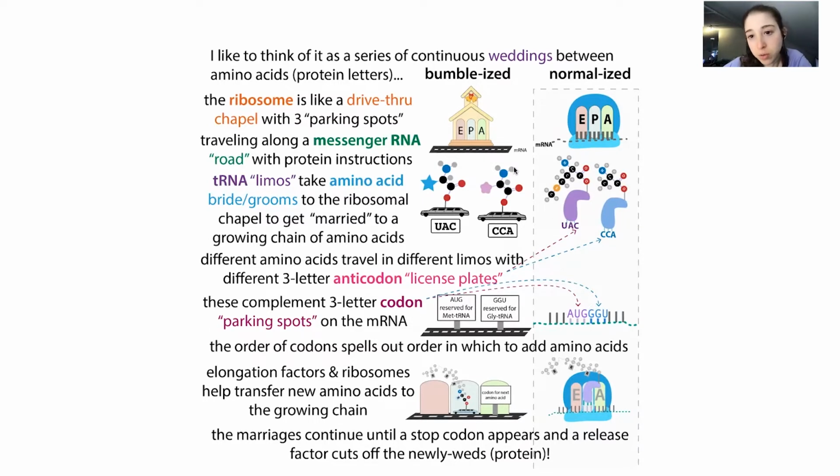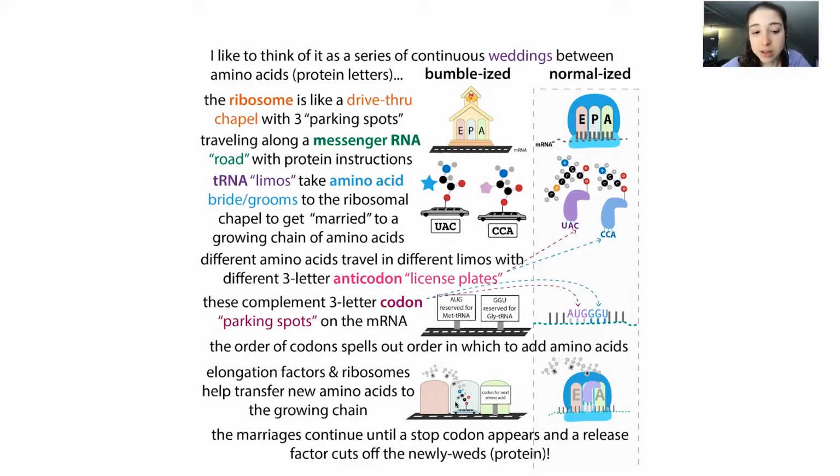And so these parking sites are going to be occupied. The things that can park in them are your tRNAs. And so your tRNAs are kind of like limos, and their license plates are kind of like the anticodon. So you can think of these parking spots as being reserved for specific limos. These anticodon license plates can only park if they have that spot reserved for them by the corresponding codon.